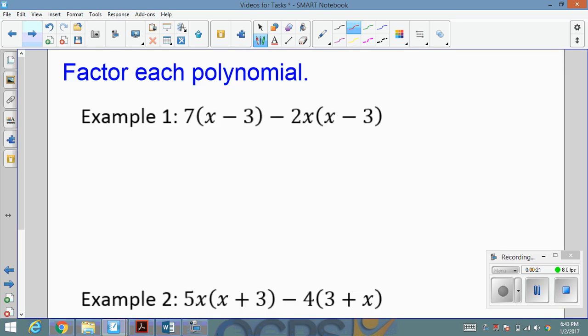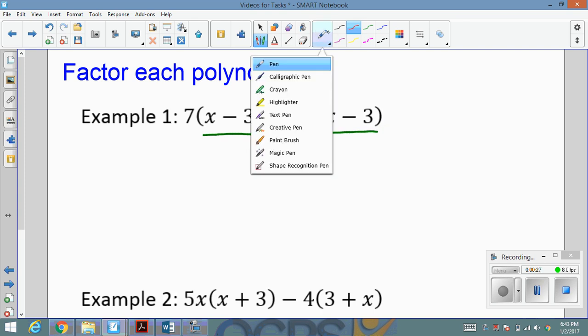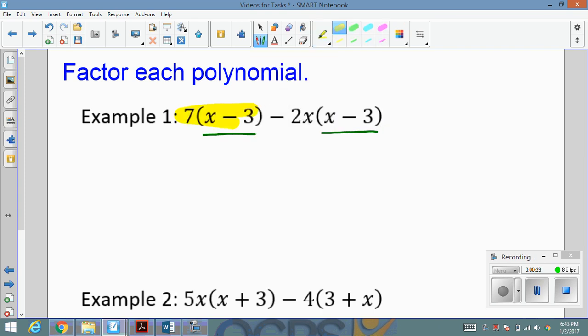In example 1, you can see I've got the x minus 3 and the x minus 3 in my two terms. So what's strange is my terms have binomials in them. But remember, terms are separated by addition or subtraction signs. So right now, as we're looking at this, that's my big subtraction sign. So I've got two terms. So my GCF is the x minus 3.